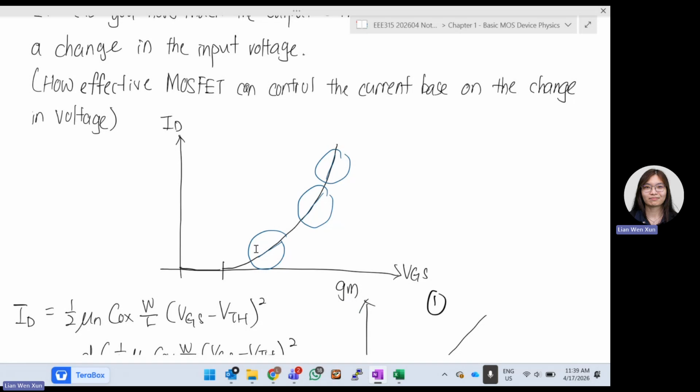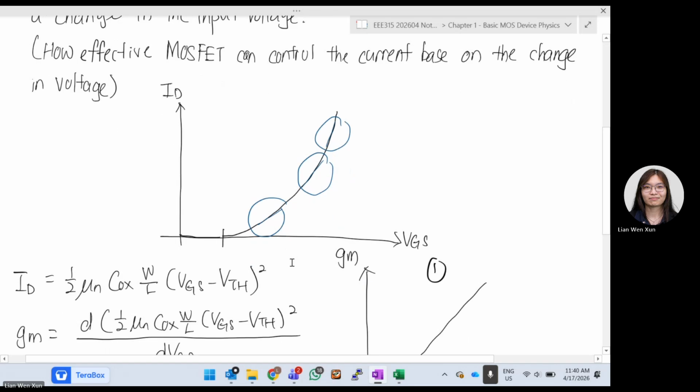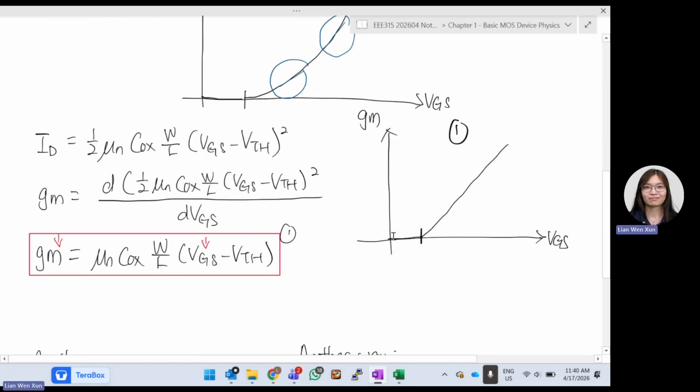So this GM, we will use the GM term many times. This GM is the main thing that tells us how effective our MOSFET is in terms of converting the voltage to current. So this GM, we will need to derive, and we can derive it in 3 ways. The first way is we want to derive in terms of GM versus VGS, gate voltage VGS.